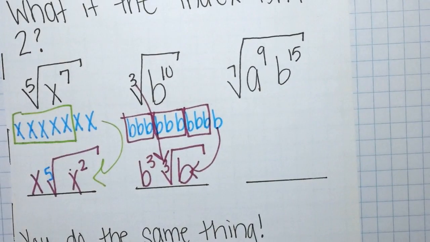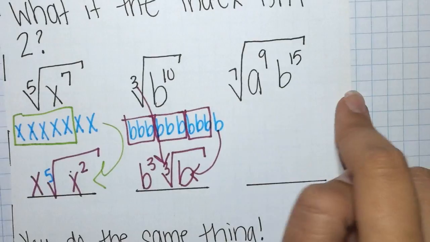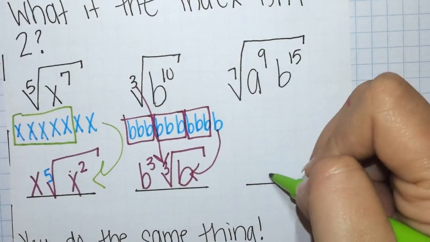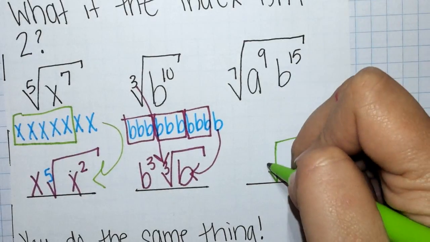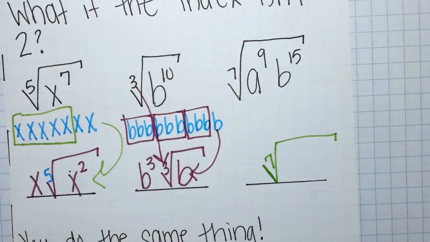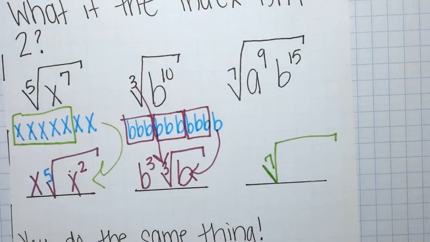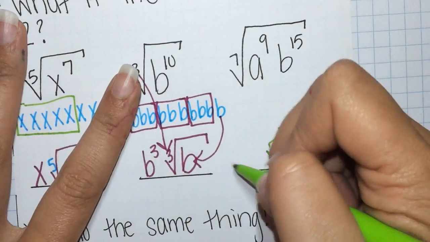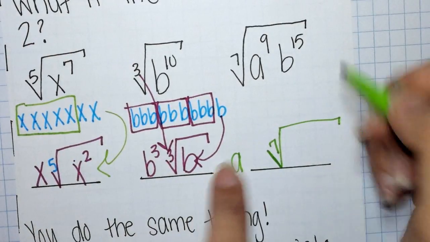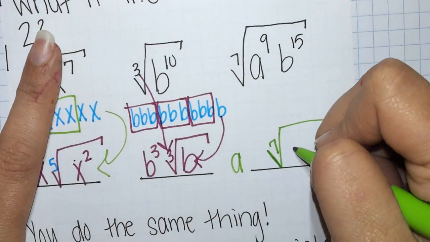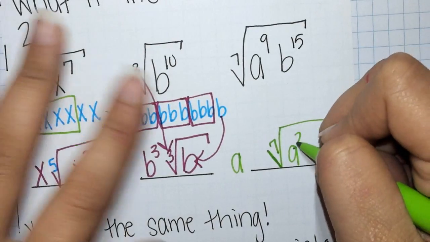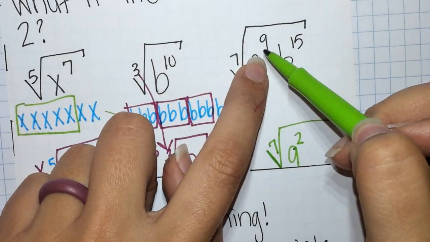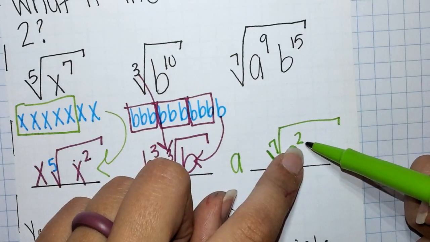Alright, let's look at this guy. Now, you can break it into 9 a's and 15 b's. Or, let me show you. Go ahead and draw your radical, and put 7 in the index. Alright, now 7 goes into 9 how many times? Once. Leave some space here. With how many left over? 2. Okay, does everybody see what I did? 7 goes into 9 one time with 2 left over.